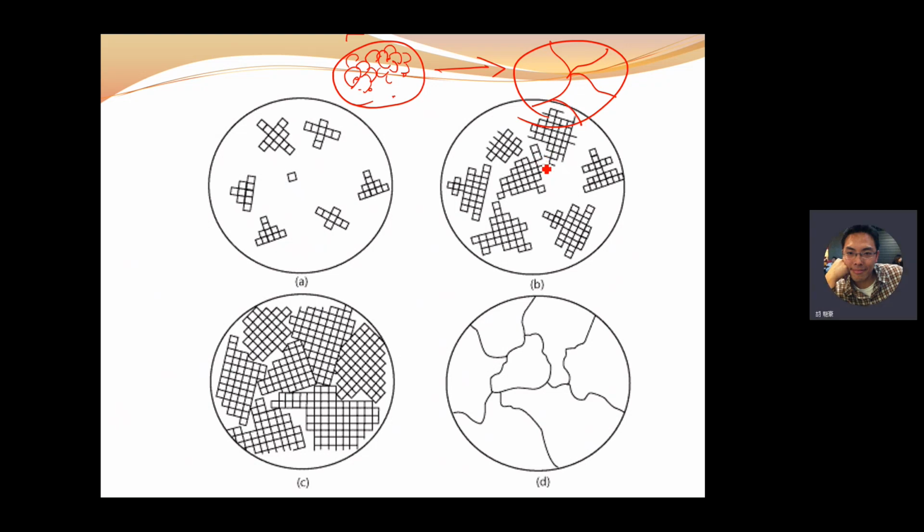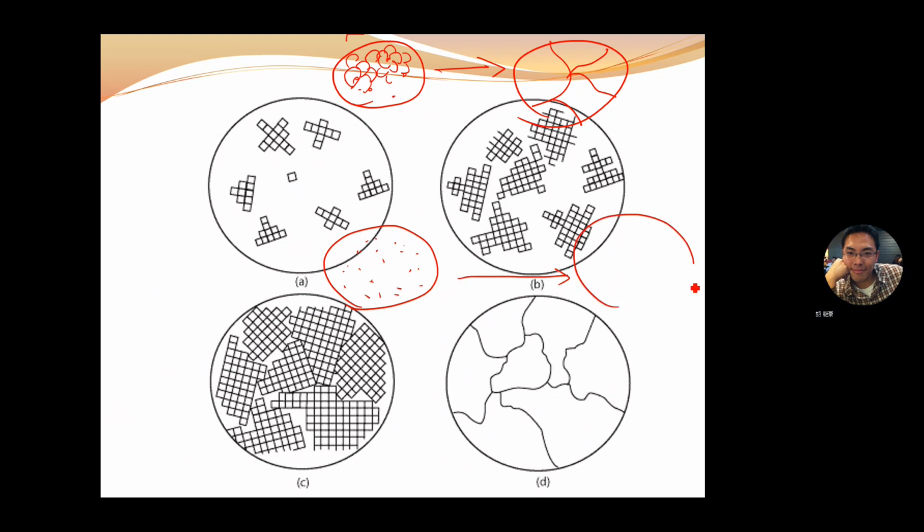Okay, like this. If the cooling rate is fast, we have a higher number of nuclei, right? And each nucleus starts to grow, and finally we're going to form a higher number of grain boundaries, right? Therefore, like this.